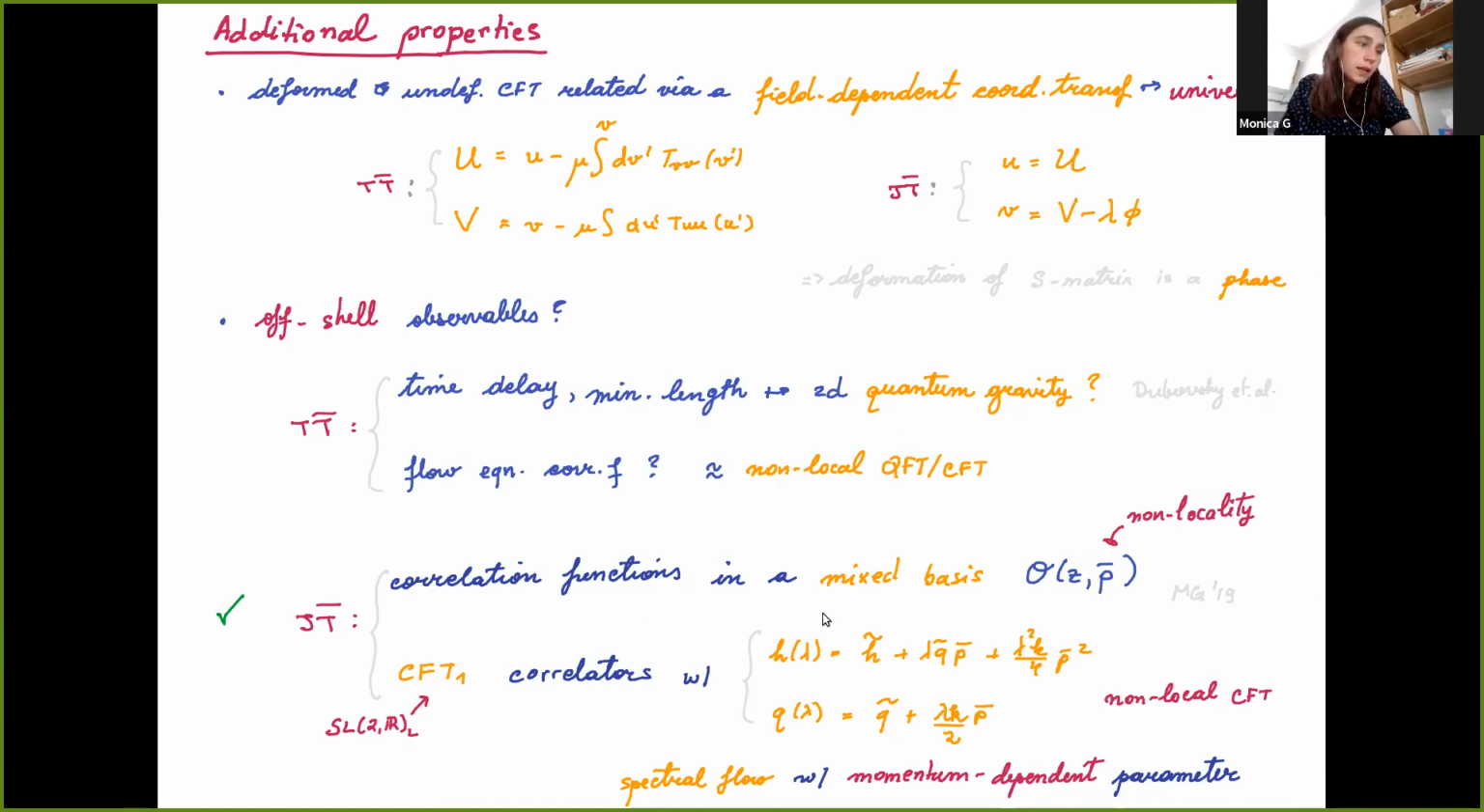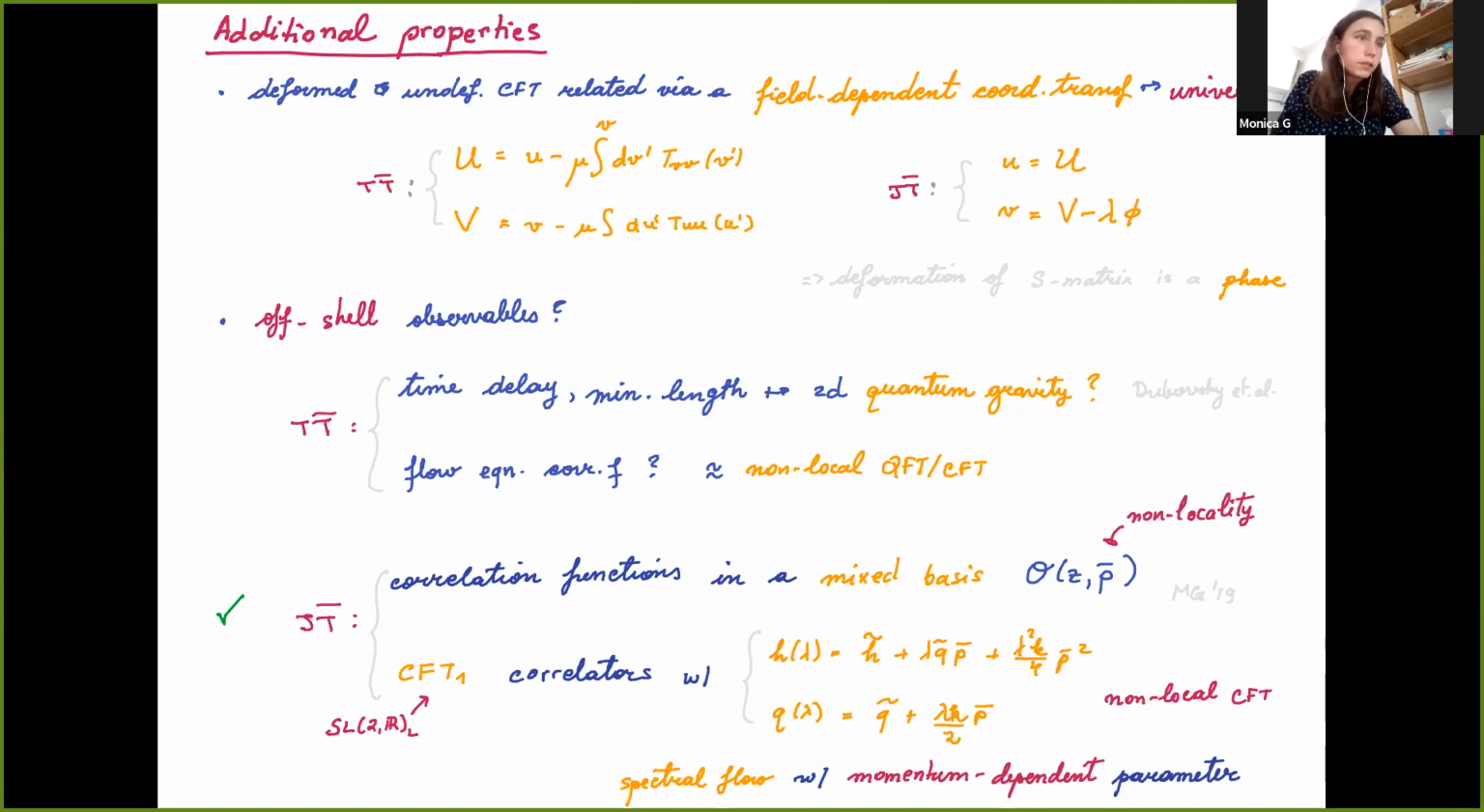In JTbar, it seems that the answer is clearer, because in JTbar, you can just define correlation functions, even very simple-mindedly. The theory is local on the left and non-local on the right, so you can work in terms of operators that depend on the left-moving coordinate and the right-moving momentum, and compute their correlation functions using this SL2 left, and this is what you find. You find CFT1 correlators, because you're in momentum space on the right, with these momentum-dependent conformal dimensions, and again, that's a clear signature of the non-locality. Note that these dimensions look exactly like spectral flow with a momentum-dependent parameter. Okay, so these are some additional properties.